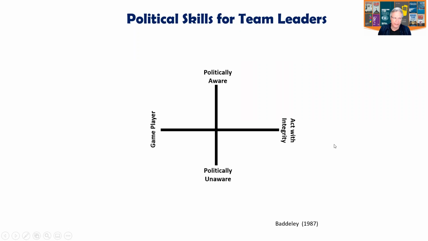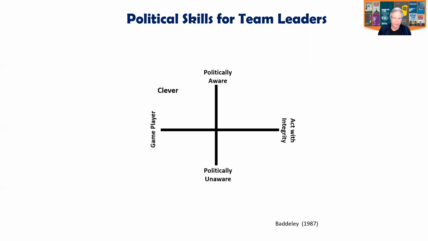And at the other end of the continuum, we've got people who are politically unaware. And I'm sure you know people like that. Most of us, of course, fall somewhere between the two extremes. So we end up with 4 different quadrants. And let's actually have a look at each and consider them.